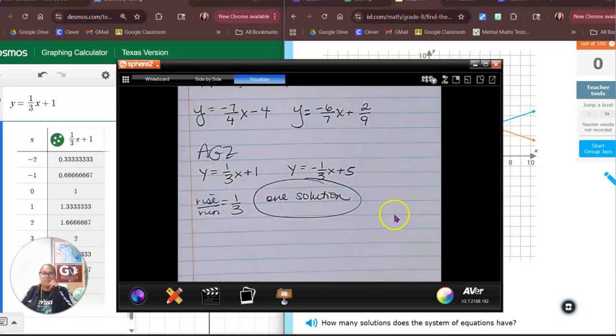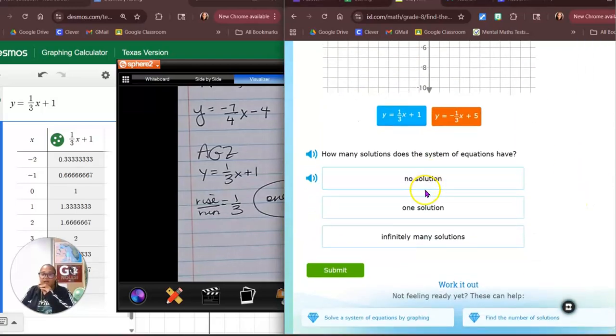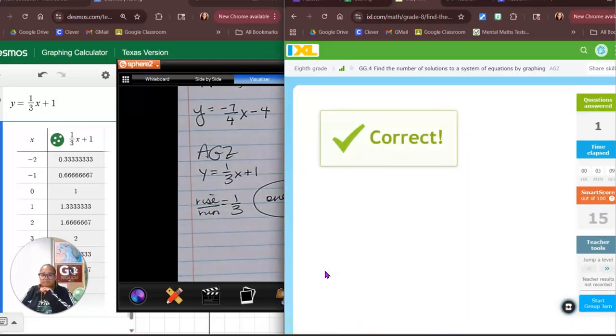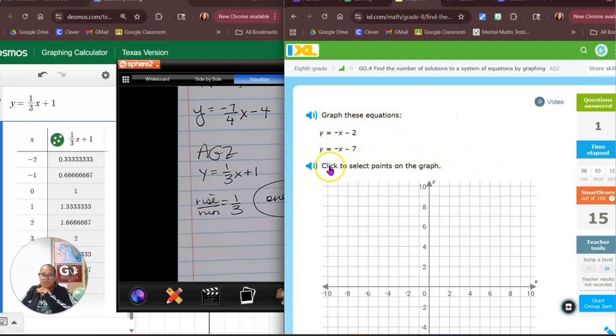So there's 2 parts to this where I have to graph and I have to determine how many solutions there are, and then I click submit. All right, let's do another one.